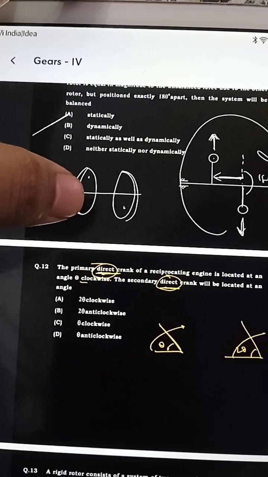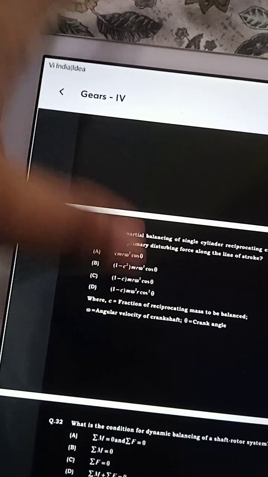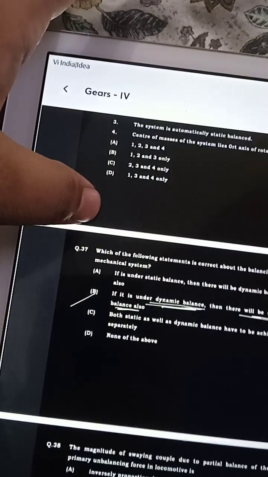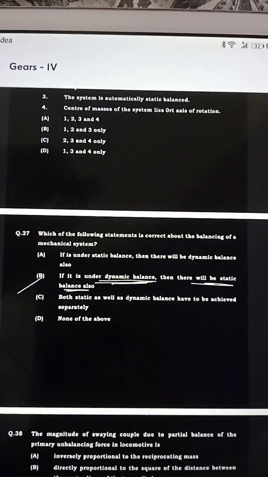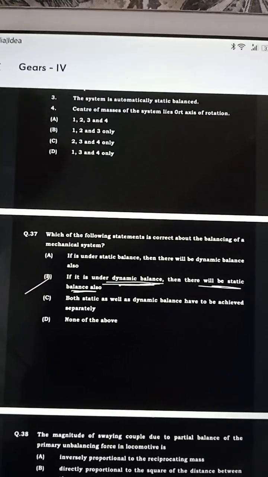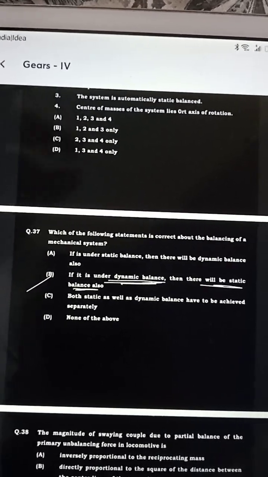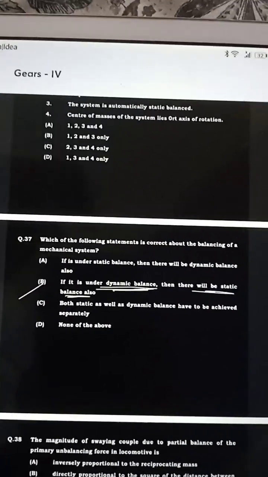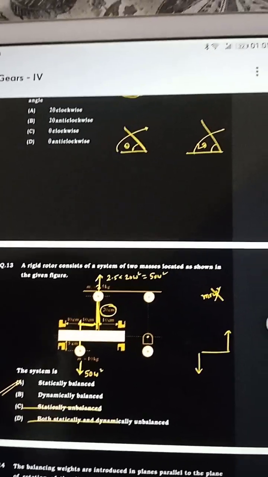12th A. Yes, 12th A is the real answer. Now the 37th question. Yeah, 37th question, the answer is B. Primary balance, if I told you the statement, if dynamically balanced, then static balance is automatic. This is 13th question and the answer is A.